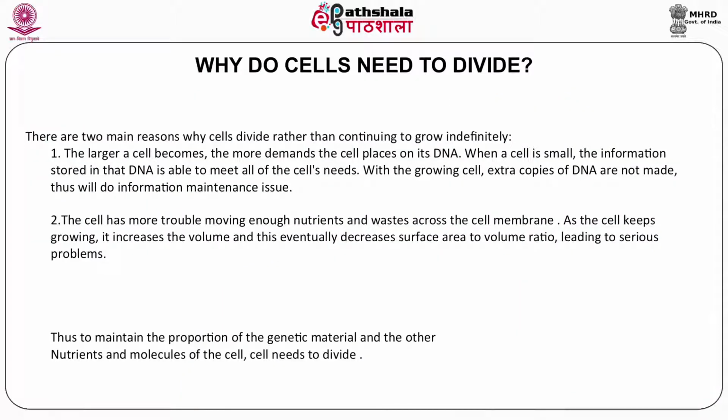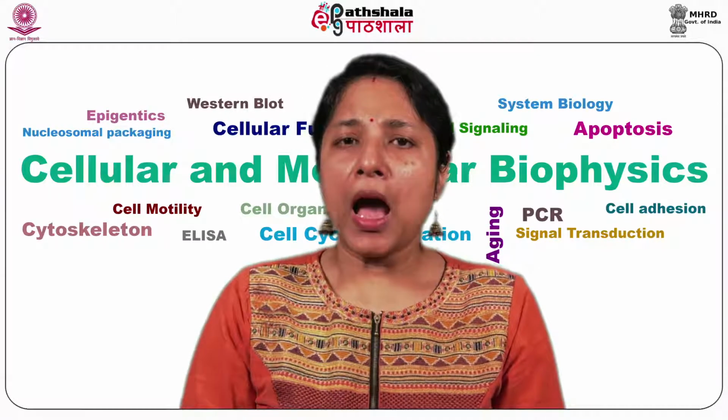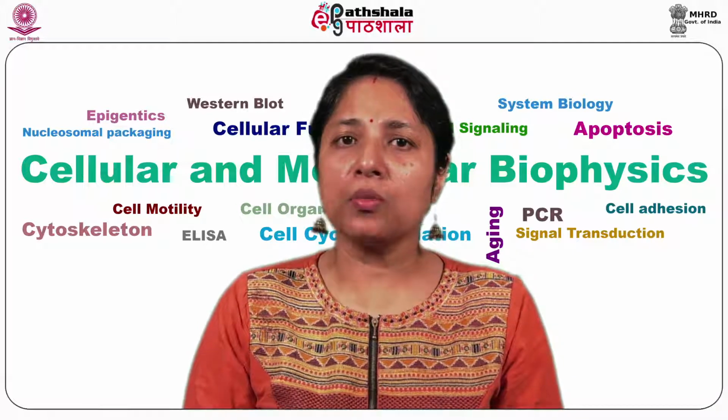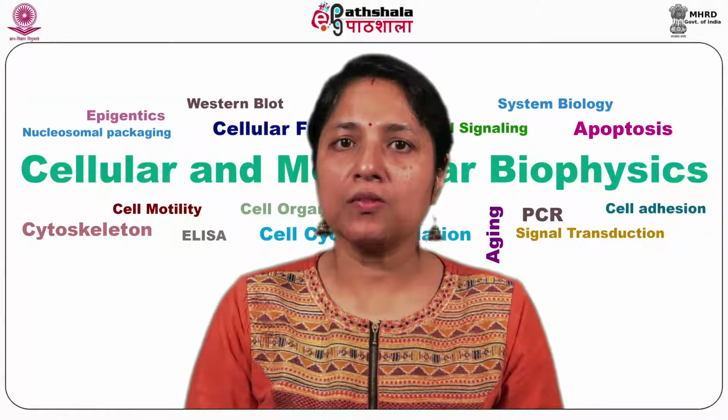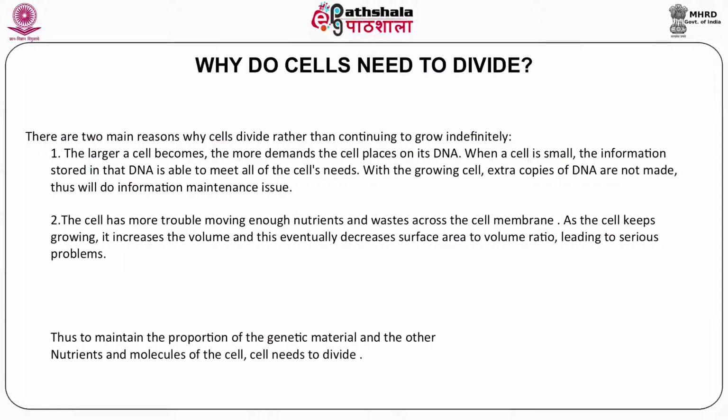Now, the second important part is the larger the cells become, the more demand it places on its DNA. Now, DNA is the genetic material of all the cells, and it stores all the information. And as the cell increases in size, it usually has to make up for it, but the DNA does not make extra copies as the cell grows. Hence, if the cell grows without any limit, that would lead to an information crisis. Thus, to maintain the cell size ratio and increase their number, the cells divide into two daughter cells using an orchestrated process called cell division.